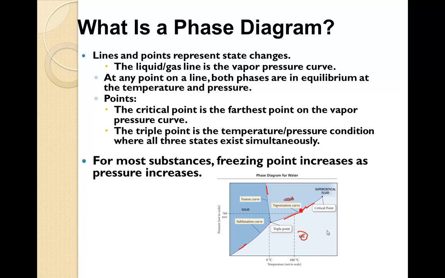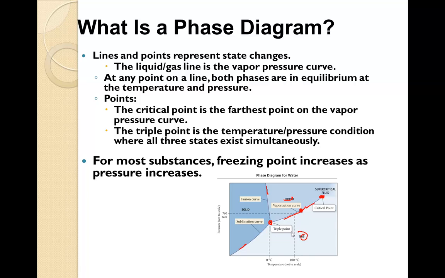The points are the critical point, which is up here, which is the furthest point on the vapor pressure curve, and the triple point, which is down here in the middle. And it's the temperature pressure conditions where all three states exist simultaneously.